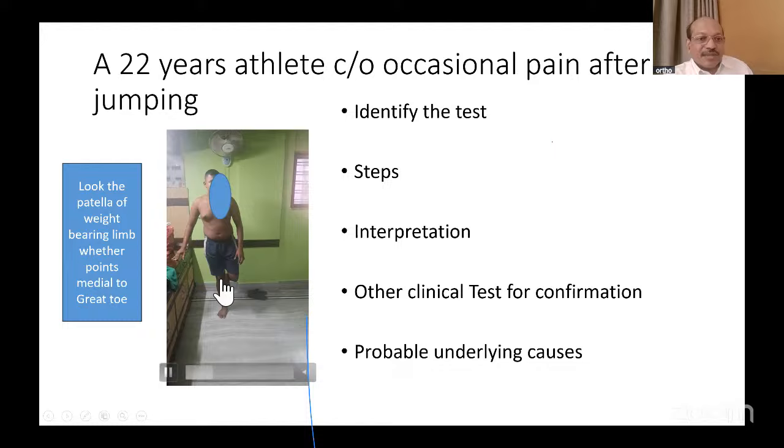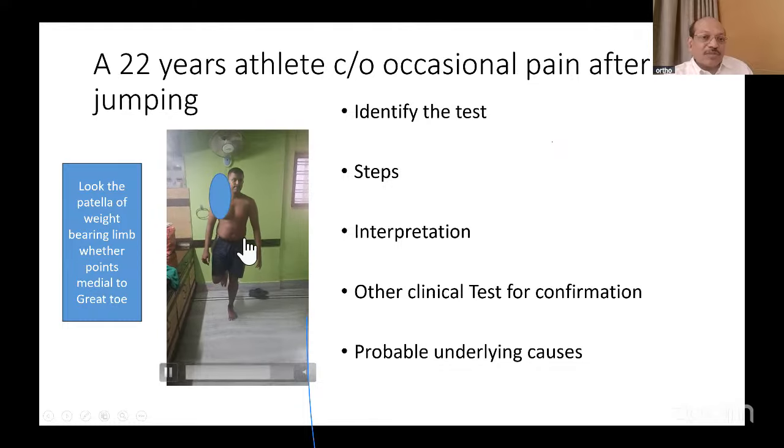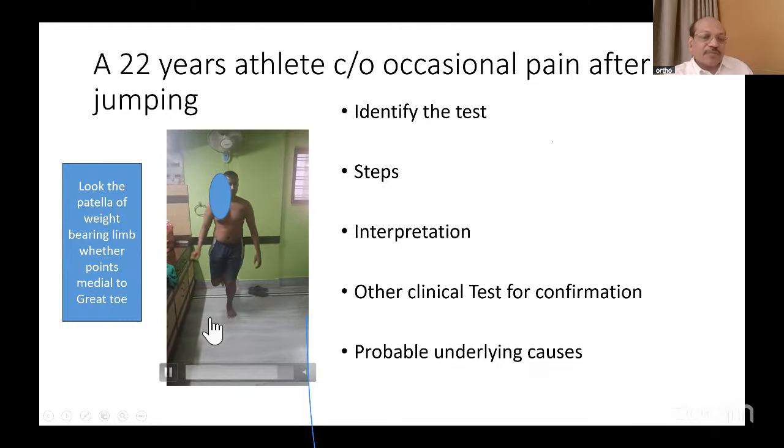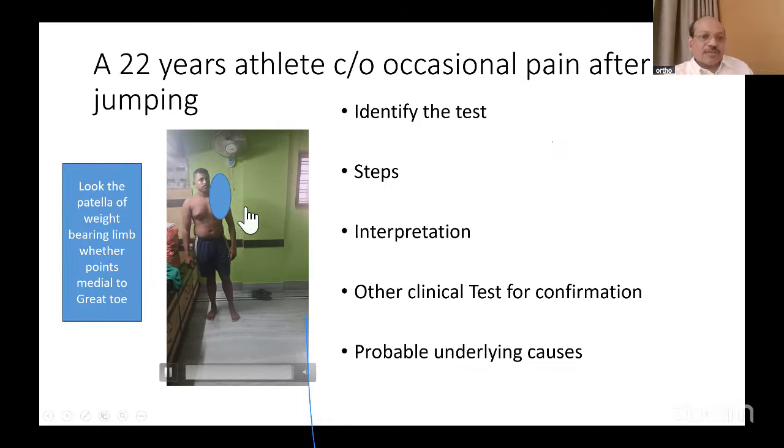Whether the patella is directed medially, see this angle. If you check the angle, there is the patella and the anterosuperior spine. If the patella comes down anteriorly, along this proximal line from the anterosuperior spine to the patella, is it falling medial to the great toe or not?